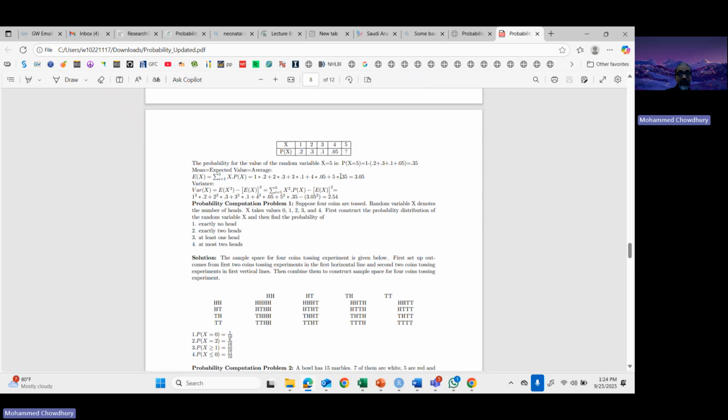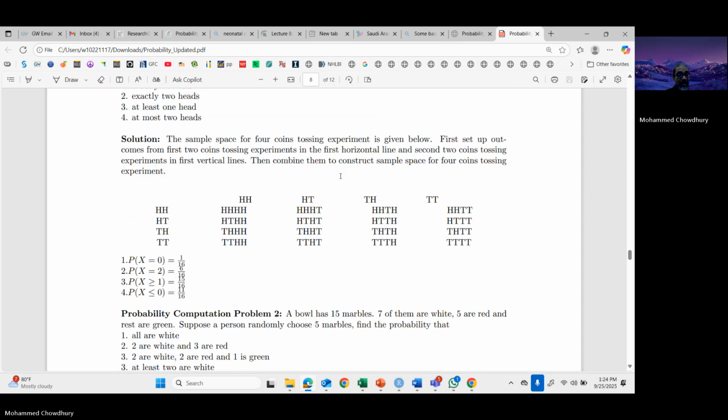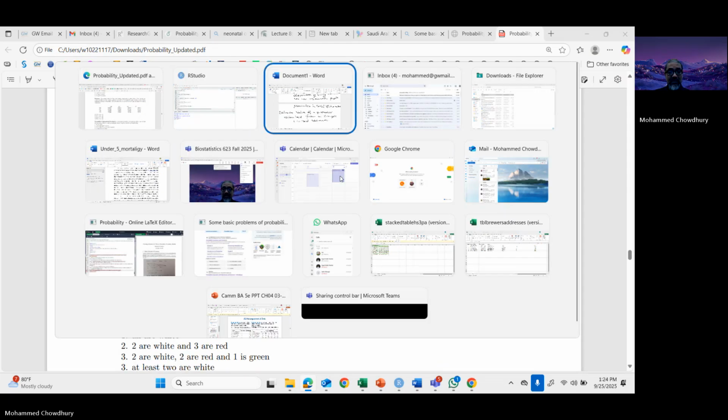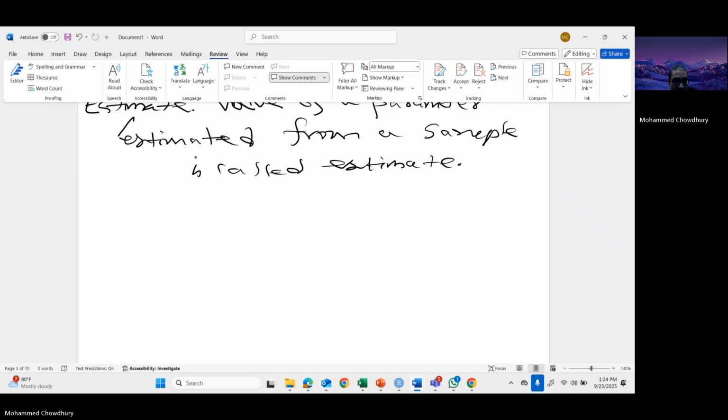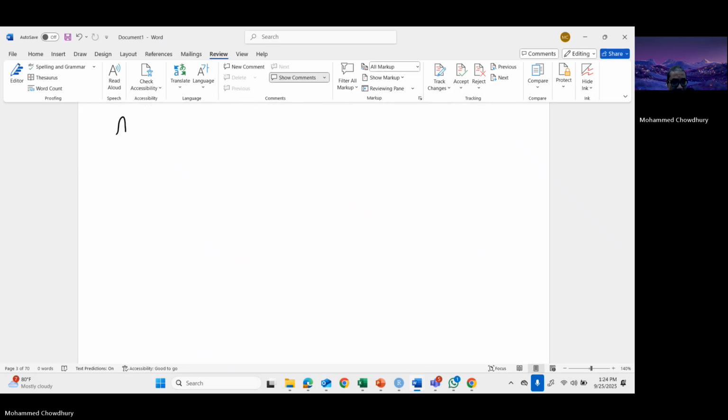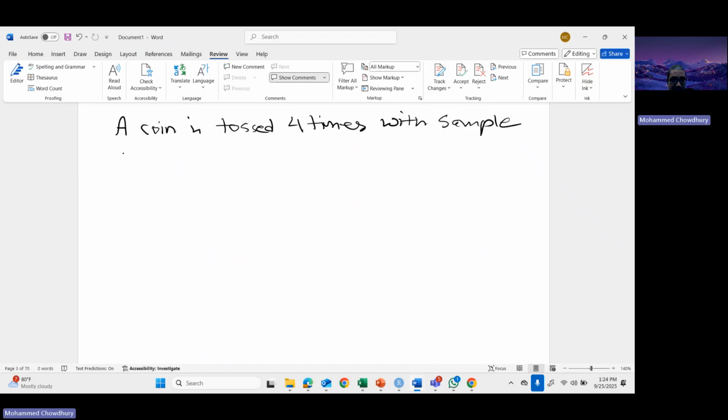Okay. Now I want to compute something. So now, problem: a coin is tossed 4 times, with sample space as below.